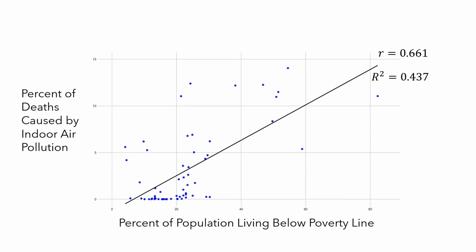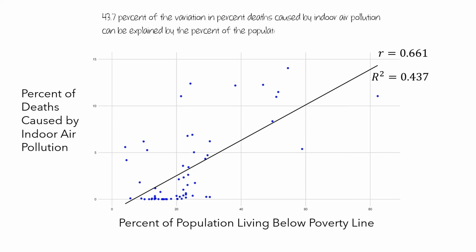This means 43.7% of the variation in percent deaths caused by indoor air pollution can be explained by the percent of the population living below the poverty line.